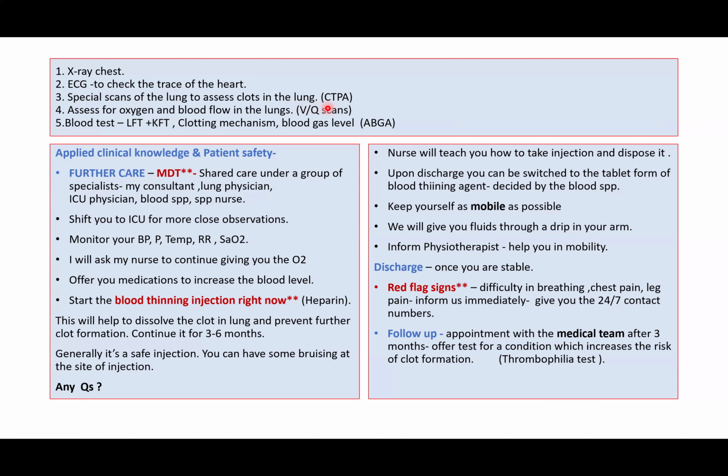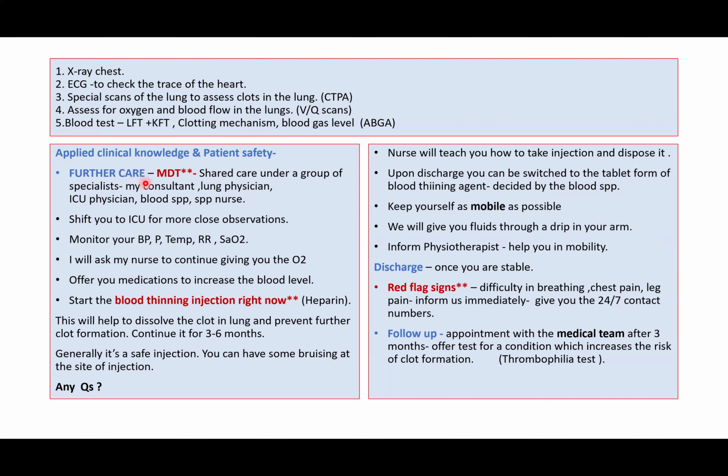In fact, you can even just talk one line about the CTPA, that is a special scan of the lung to assess clots in the lung. That is known as CTPA. And ventilation perfusion scan, assess for oxygen and blood flow in the lungs. That is known as the VQ scans. So whatever it is, you have to explain it. Any questions so far? Am I clear?